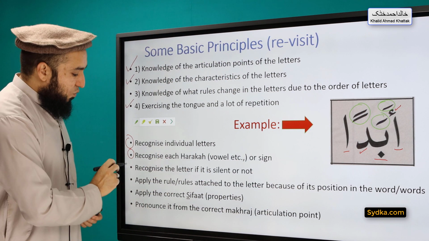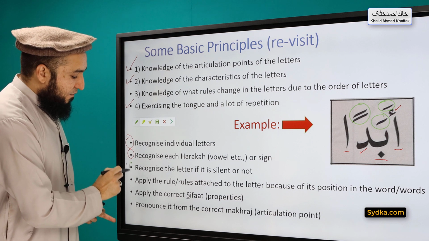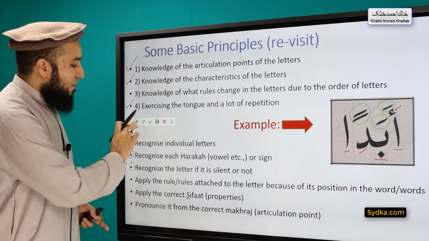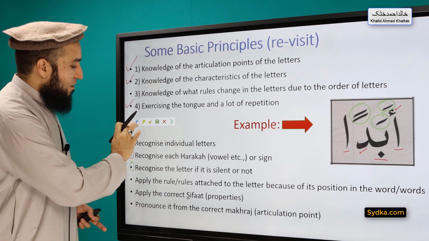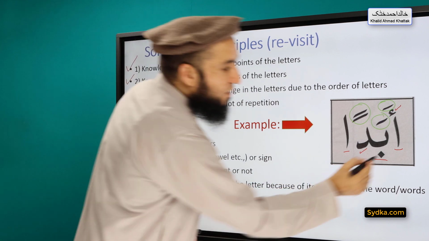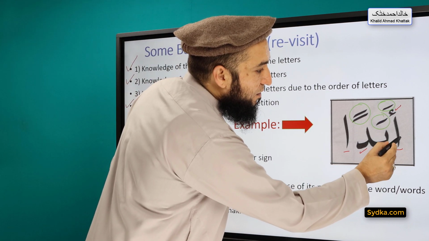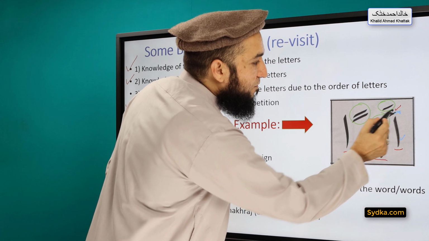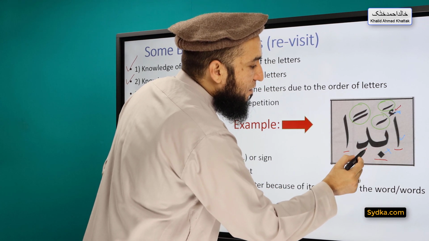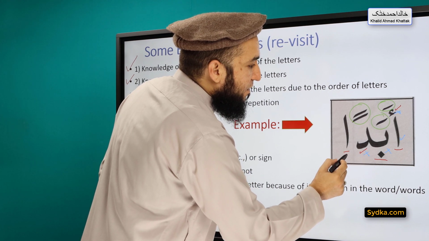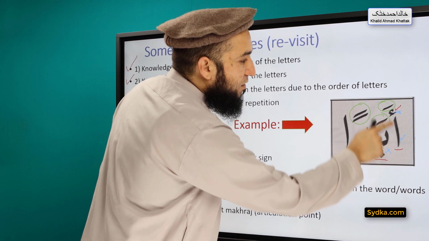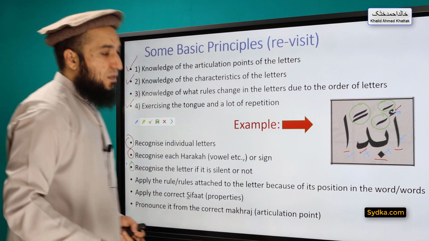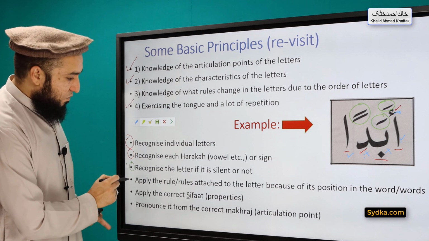And the next one is we have to recognize which letters are silent and which aren't. So if you see here, alif is silent, hamza is not silent, ba is not silent, dal is not silent, and alif is silent. So we recognize those ones.